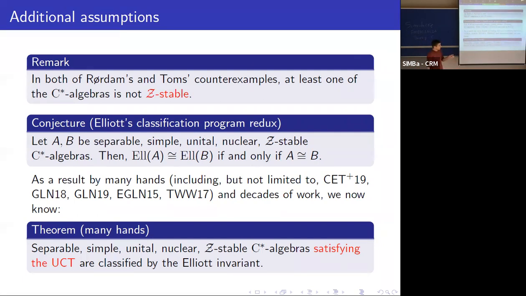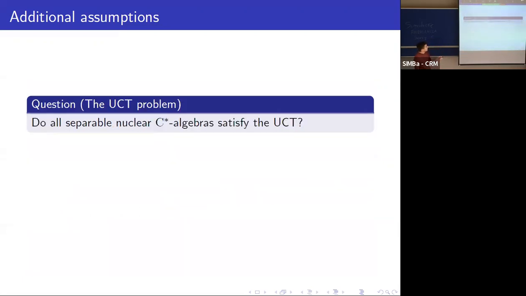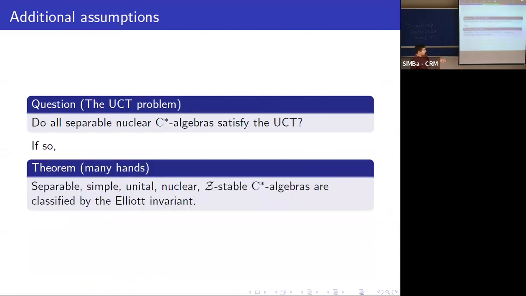But I've been told that it's always nice to finish with a question. So the question is a big open problem in the field of C*-algebras, which is to determine if all separable nuclear C*-algebras have this property. In particular, if they do, then you can drop this assumption from the theorem, which is exactly the conjecture finale.